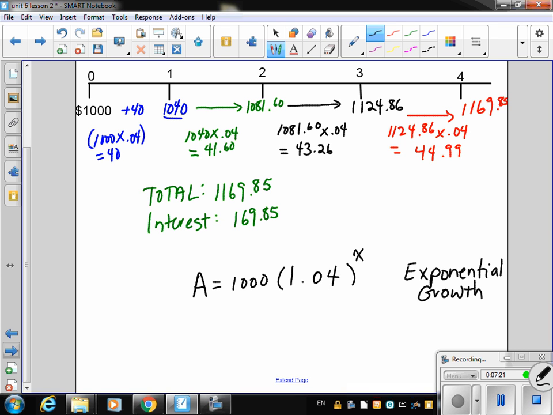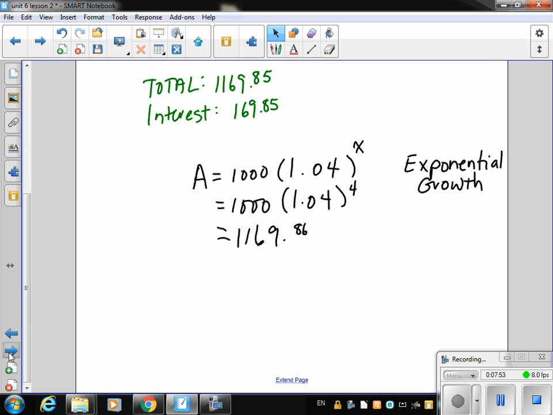Let's just check that if you invest $1,000 for 4 years, we will get that same amount. 1,000 times 1.04 to the power of 4. What do you know? $1,169.86. I made a rounding error somewhere. I apologize for that.